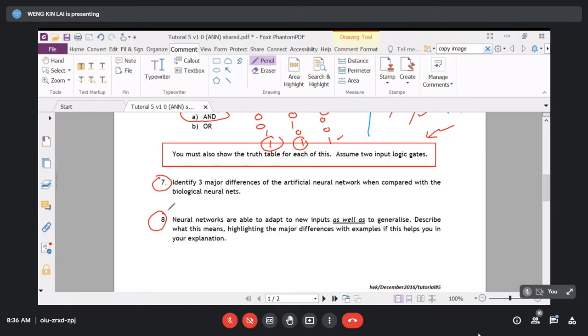That means you need to give examples if you feel that you are not very good at explaining in words, but you can explain by giving examples. What do you understand by generalizing? You can go back to your lecture notes, or try to recall what was covered during the lecture, where we talked about generalizing and adapting with reference to artificial neural networks. So let's see here.